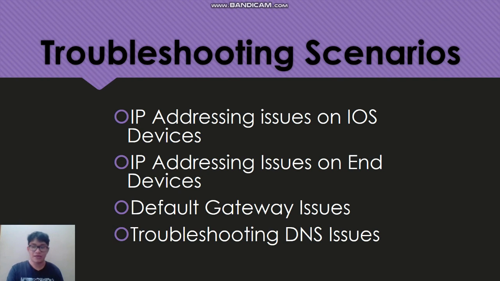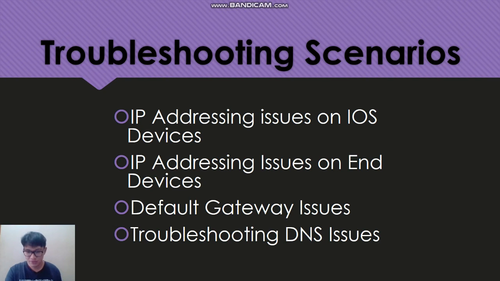Next one is IP addressing issues on end devices. On a Windows-based machine, when the device cannot contact the DHCP server, Windows will automatically assign an address belonging to the 169.254.0.0/16 prefix range. This process is designed to facilitate communication within the local network.